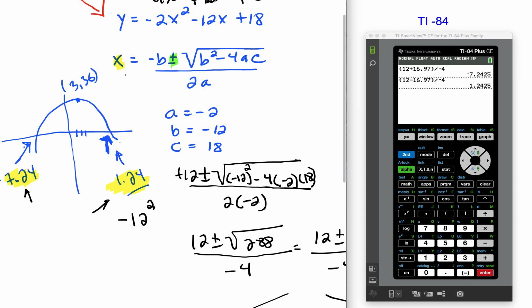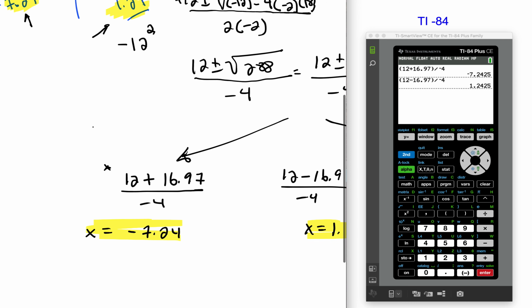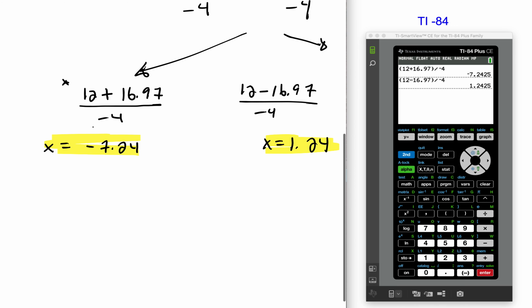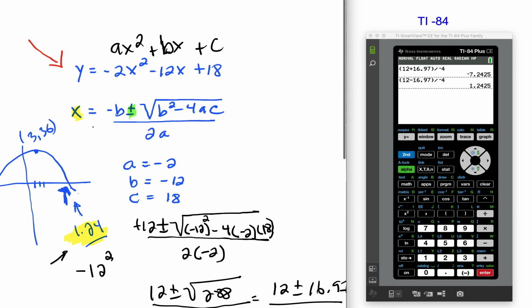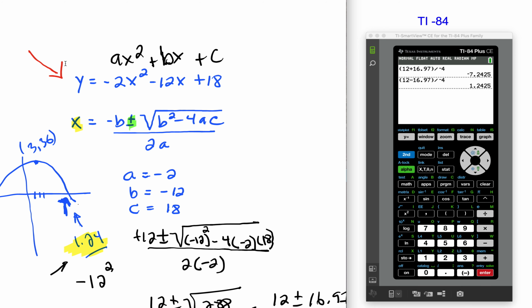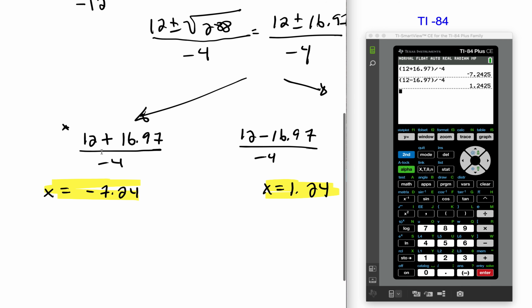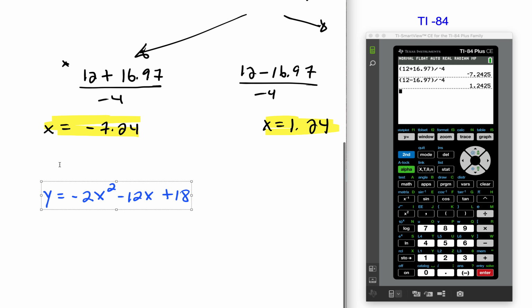All right, so if you have a math problem that asks you to find the vertex or to find the maximum, let's get our quadratic equation, which is right here. So we found it with the graphing calculator, which is pretty cool. We could also find it by hand by finding the x value of the vertex.